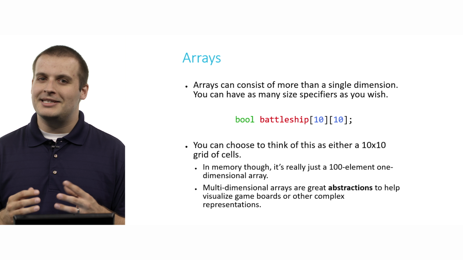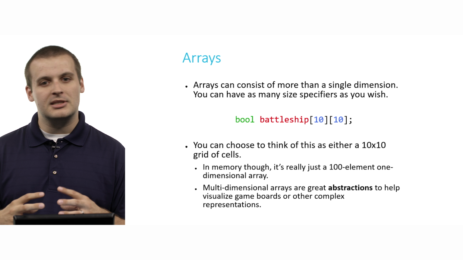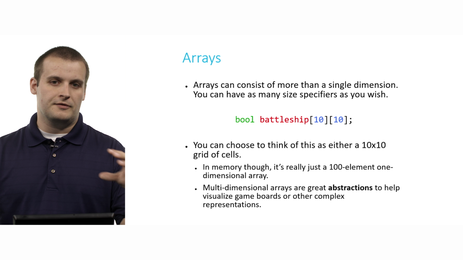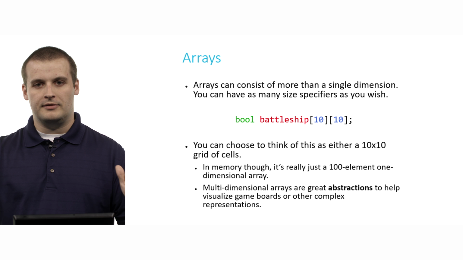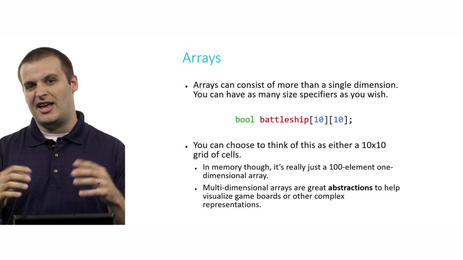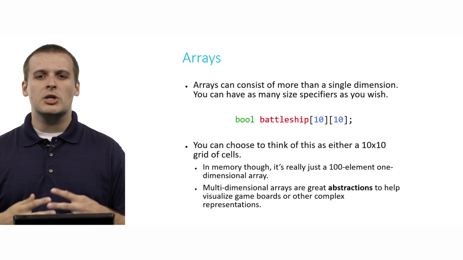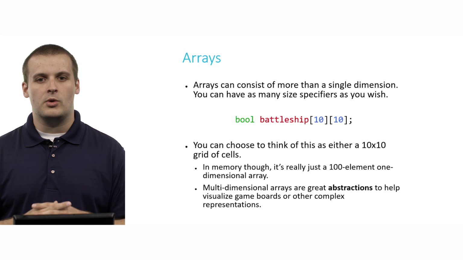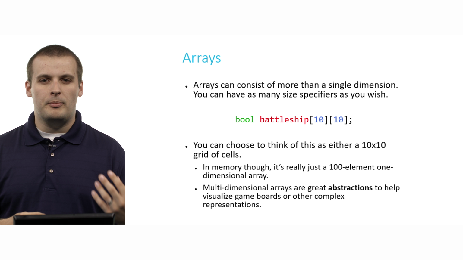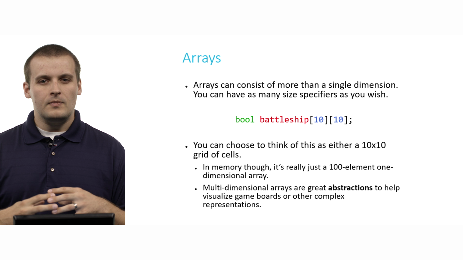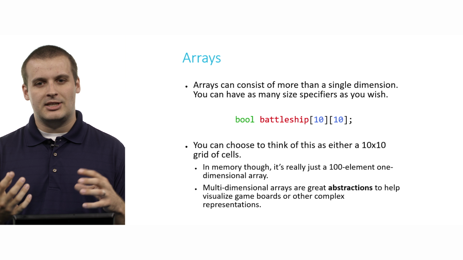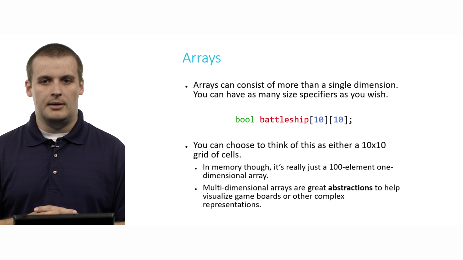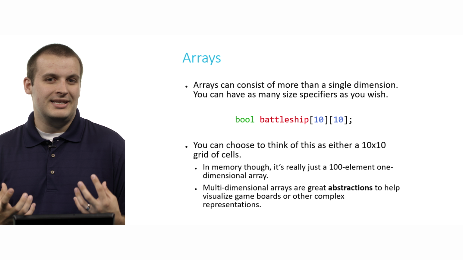Now, in fact, in memory, it really does just remain a 100-element single-dimensional array. And this goes for 3 dimensions or 4 or 5: you just multiply all of the size specifiers together, and you get a one-dimensional array of that size. But in terms of organization, visualization, and human perception, it can be a lot easier to work with a grid if you're working on a game like Tic-Tac-Toe or Battleship. It's a great abstraction instead of having to think about a tic-tac-toe board as a line of 9 squares or a Battleship board as a line of 100 squares. A 10 by 10 grid or a 3 by 3 grid is probably a lot easier to perceive.